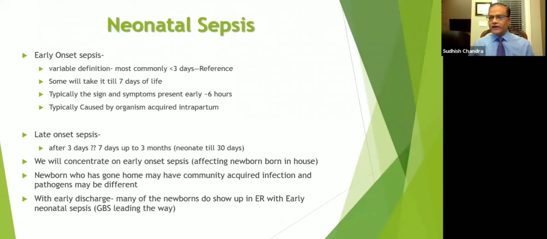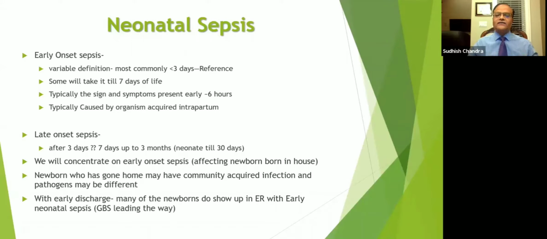And we know that neonatal sepsis can be early onset and late onset. Typically, there is no defined definition of when you call it early or late. Typically, early is less than 3 days, but most people will say up to 7 days will be considered early, because the signs and symptoms present early in these babies, almost like 6 hours. And this sepsis is caused by intrapartum infection. Late onset, 3 to 7 days.